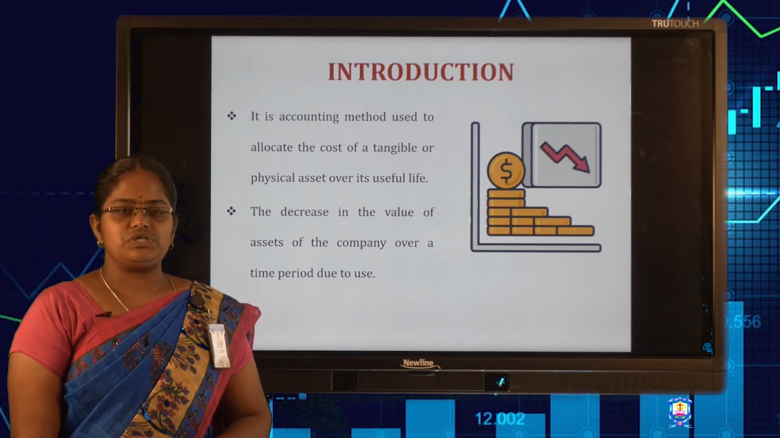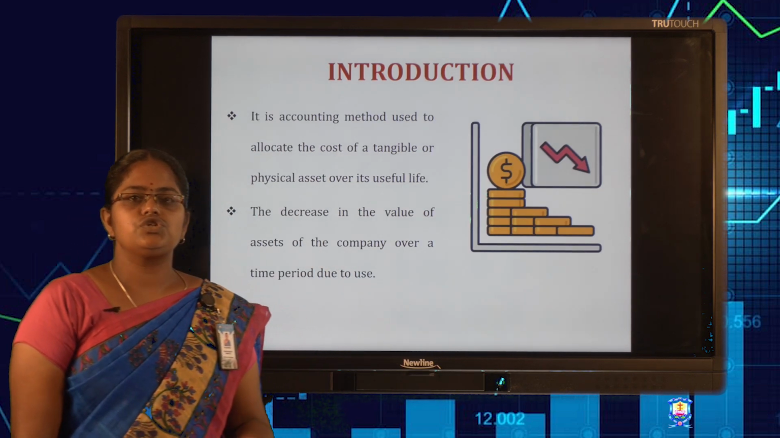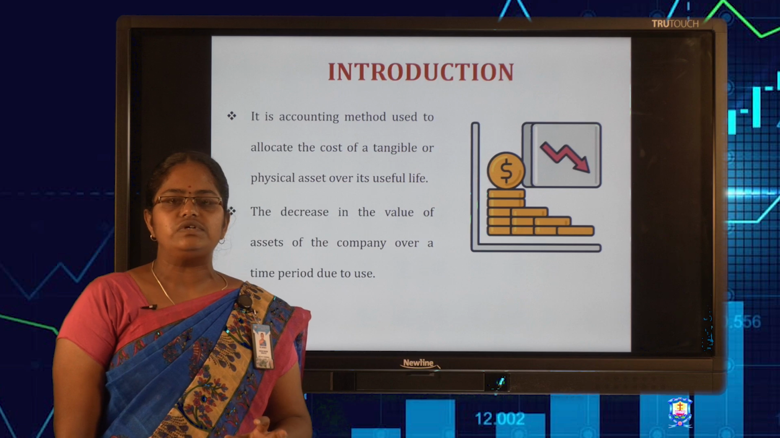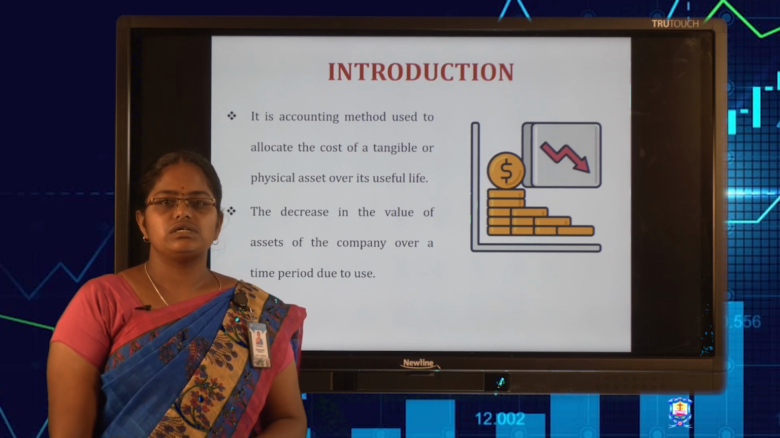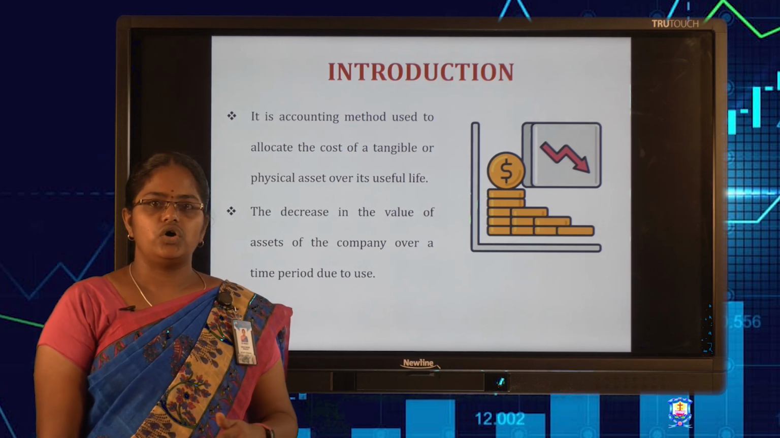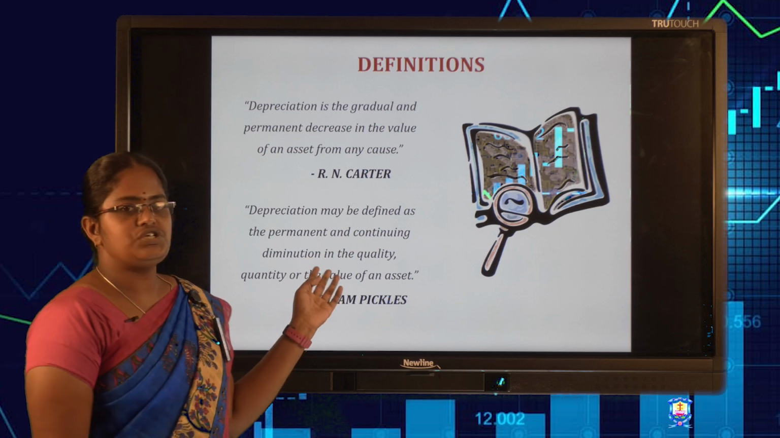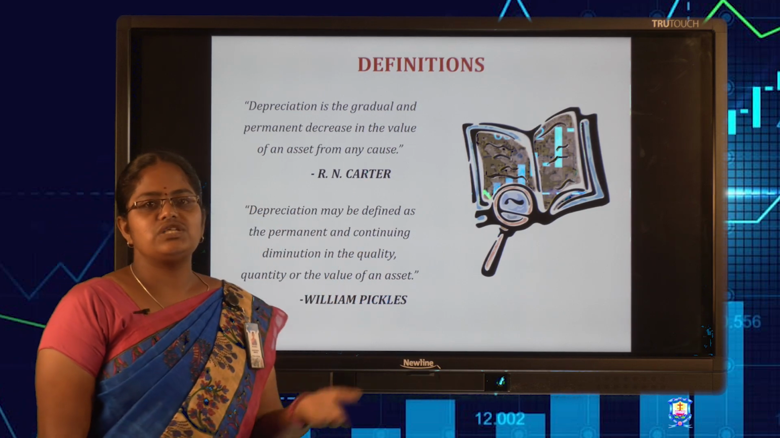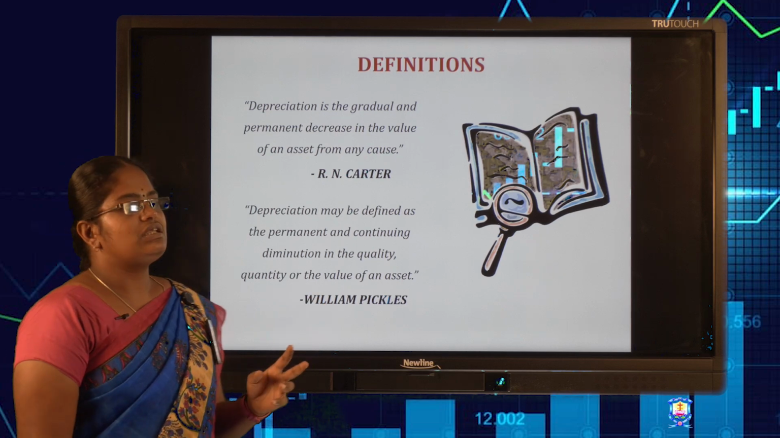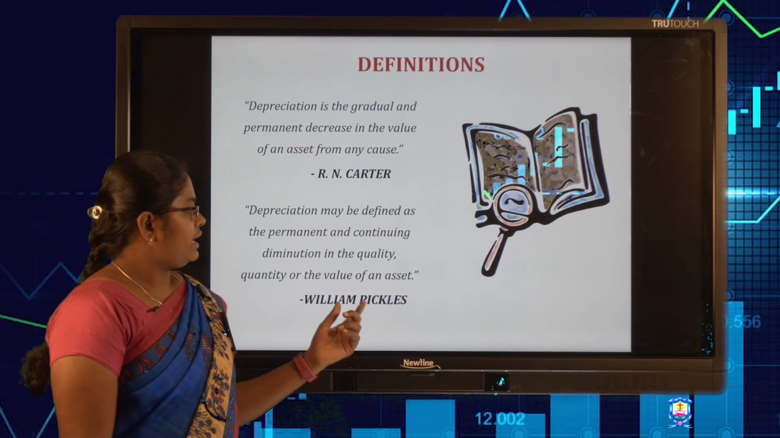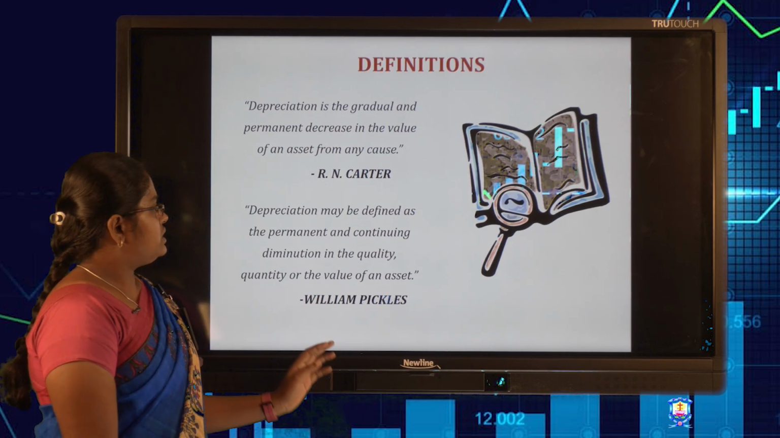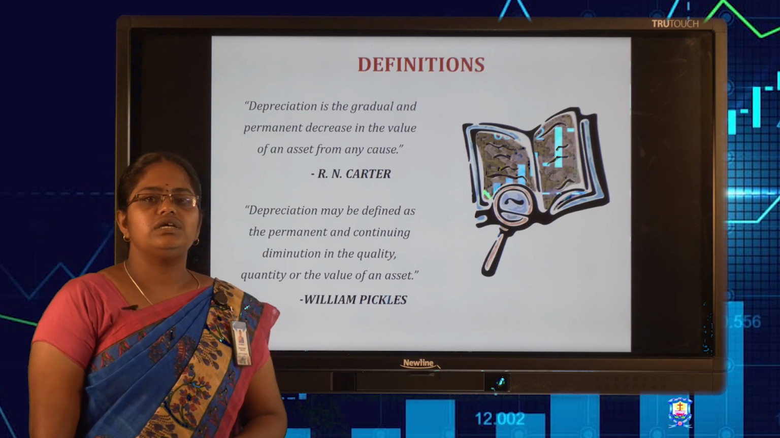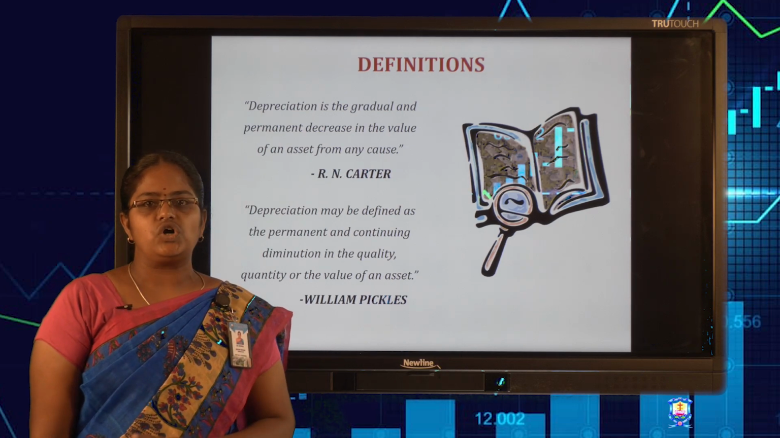Introduction about depreciation. It is a method used to allocate the cost of a fixed asset which is physical or tangible in nature. The definitions: Orrin Carter offered a definition that it is a gradual or permanent decrease in value of a fixed asset. Second definition, William Pickles says it is a permanent and continuing depreciation which is charged on a fixed asset.